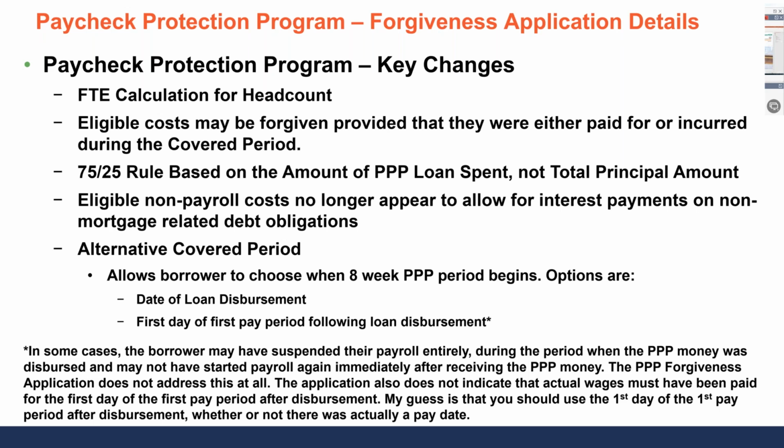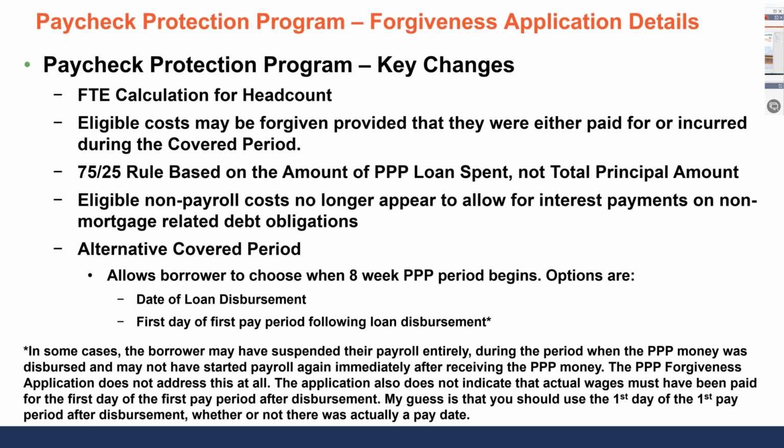So the concept of the alternative covered period does put us in a position, for some people, where we'll be able to have a more logical structure of how we're managing the payment of the payroll wages from our PPP money. But it also is good news on the front of the non-payroll costs, meaning that you can still use your PPP loan money for costs that were incurred but were not paid for during the 56-day covered period.